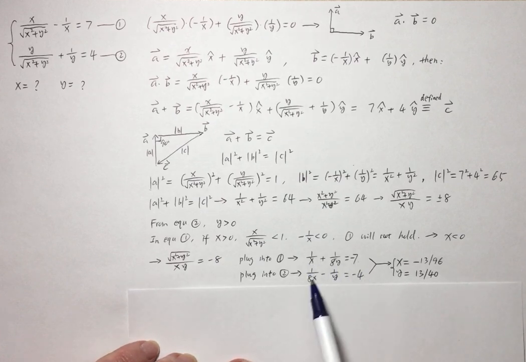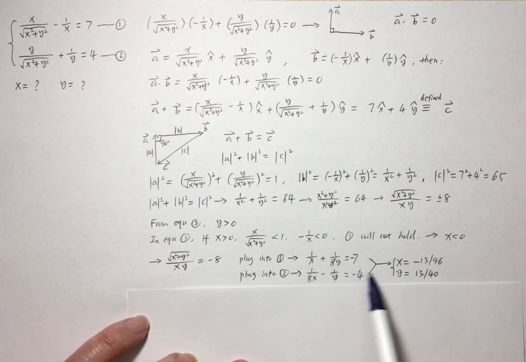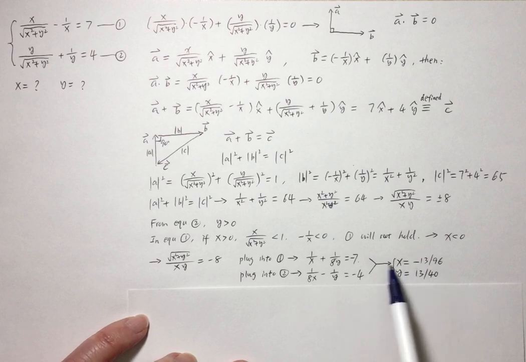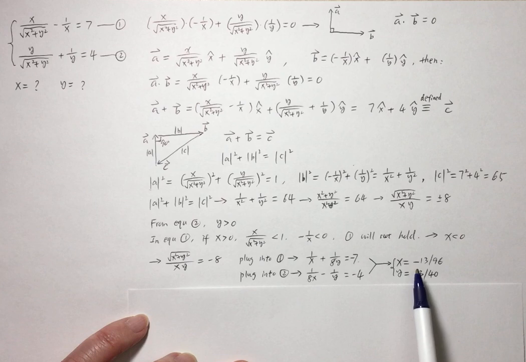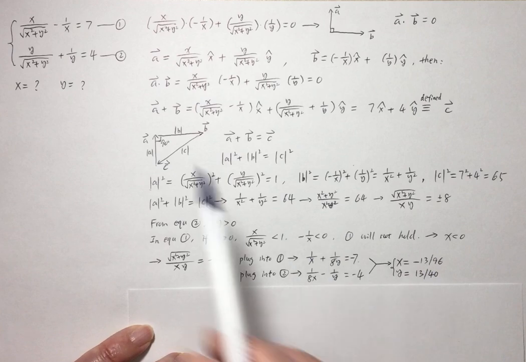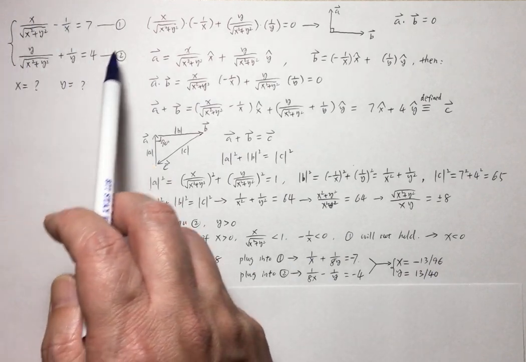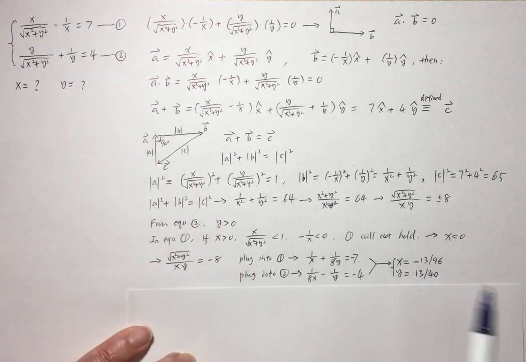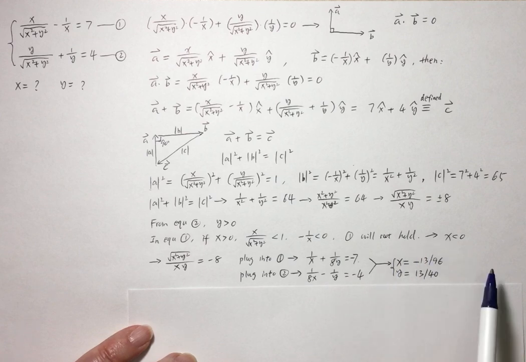We have these two equations, and it's not difficult to solve for the values of x and y. So x is minus 13 over 96, and y is 13 over 40. I already plugged the x and y values back into these equations, and both hold. So this is the right answer.